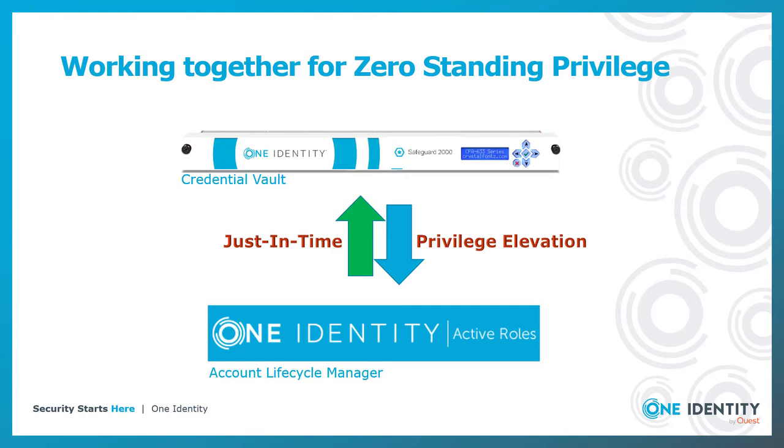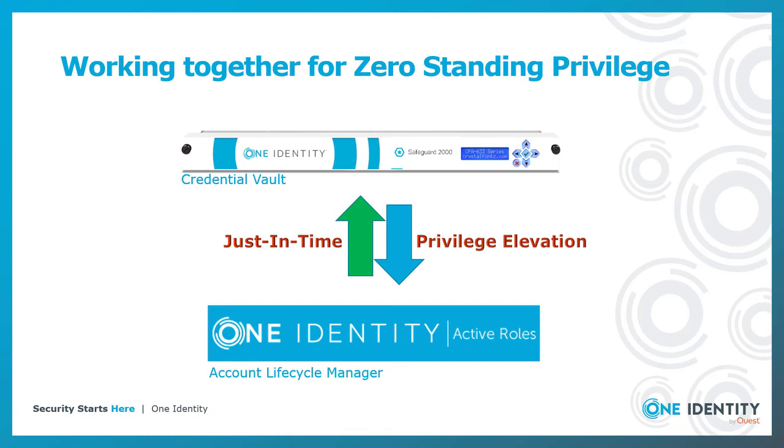Let's take a quick look at what I just showed you in that demo. So the concept of zero standing privilege is invoked here by two solutions from One Identity. First off, the credential vault, which is Safeguard. Safeguard is taking care of those credentials that are stored in Active Directory and other systems. And in this case, I've got One Identity Active Roles running as well. So it's acting as the account lifecycle manager. It's able to dynamically manipulate Active Directory to meet the needs of just-in-time provisioning.